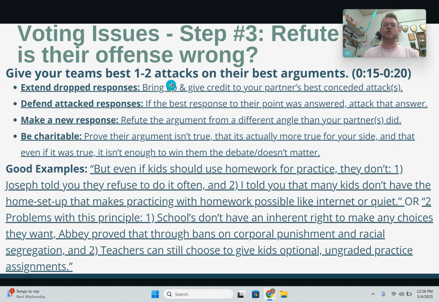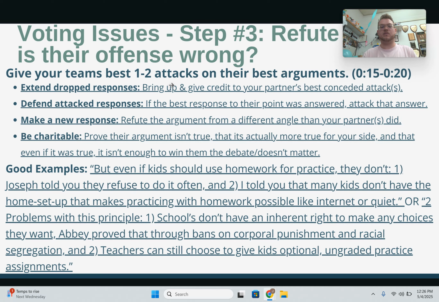You can't really make a new response unless you are refuting a new response to your response, because the opposition block gave the prop something new to say. You also need to be charitable, so focus more on proving why the argument isn't 100% false, but why it's not true enough to make a difference.